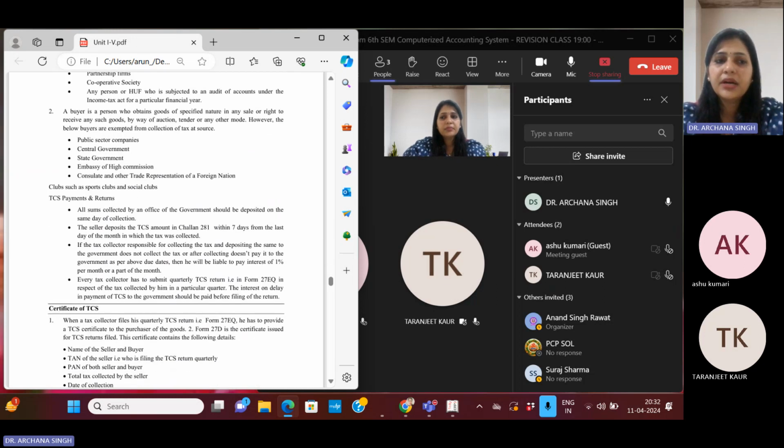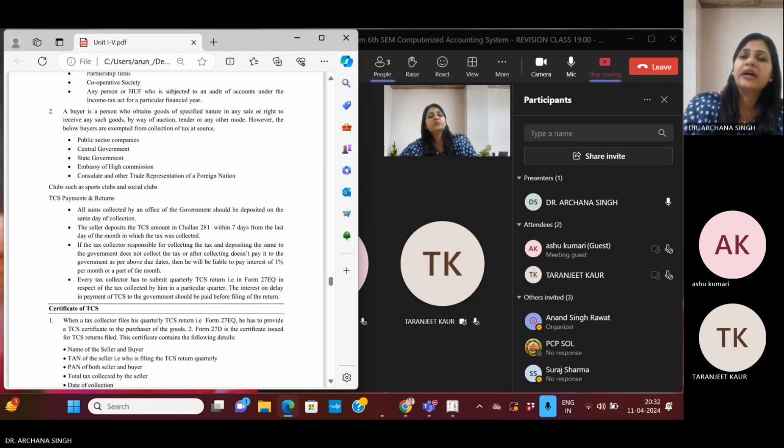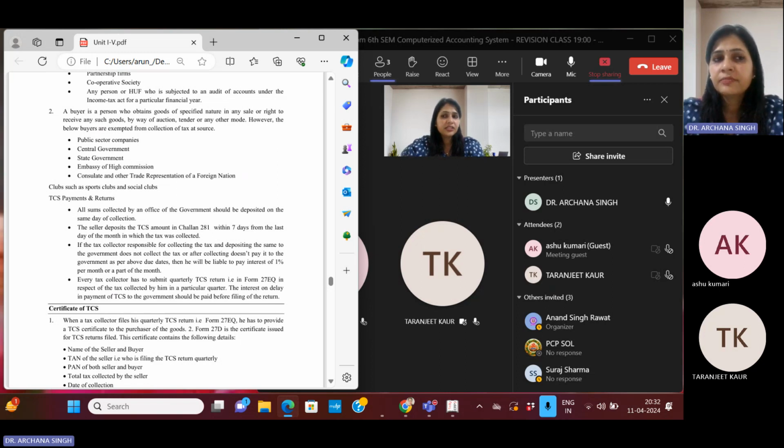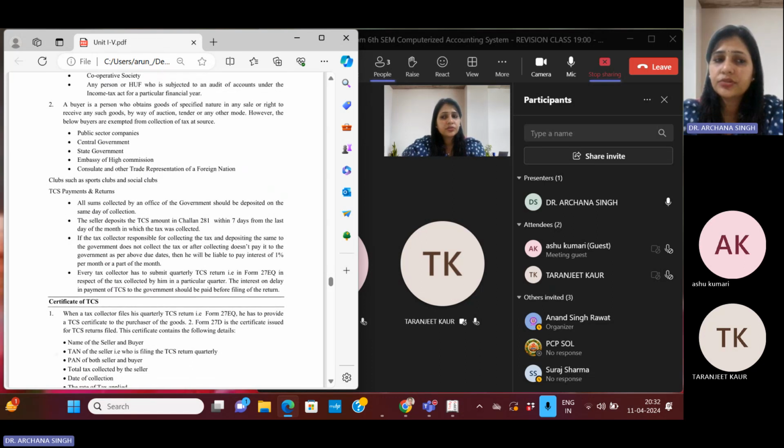Then a buyer, who is a buyer? Buyer is a person who obtained goods of specified nature in any sale or right to receive such goods by way of auction, tender, or any other mode. However, those buyers are exempted from TCS in case of public sector companies, central government companies, state government, embassy or high commission, and consulate and other trade representatives of the foreign nation. Clubs such as sports clubs, social clubs.